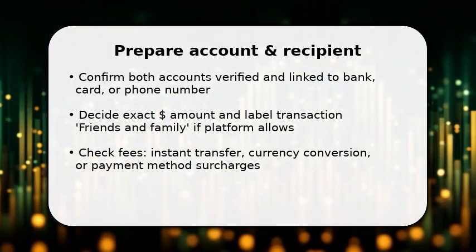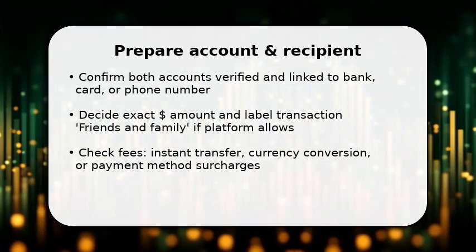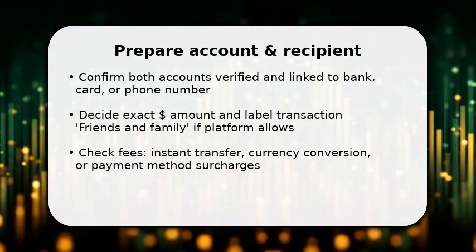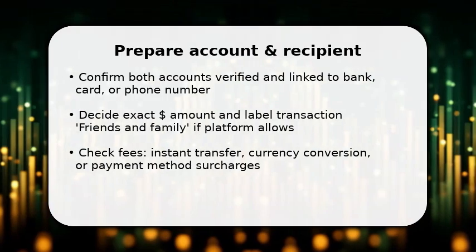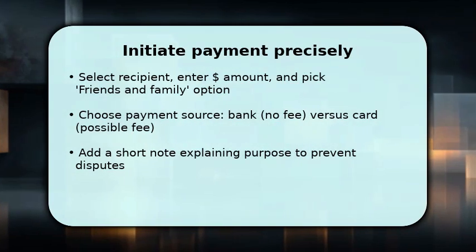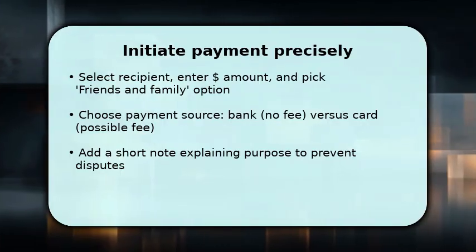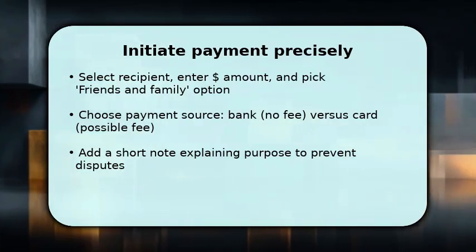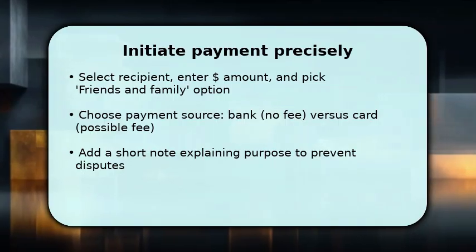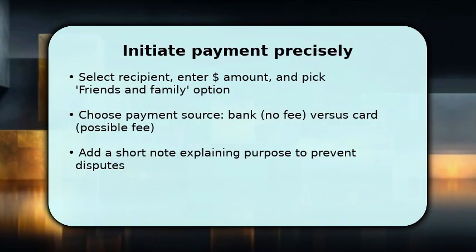Make sure your default payment source is the one you intend to use, because swaps during checkout can trigger extra charges or change fee rules. You now tap Send, choose the recipient, and enter the exact dollar amount, then explicitly select friends and family as the payment type so the platform applies that classification.